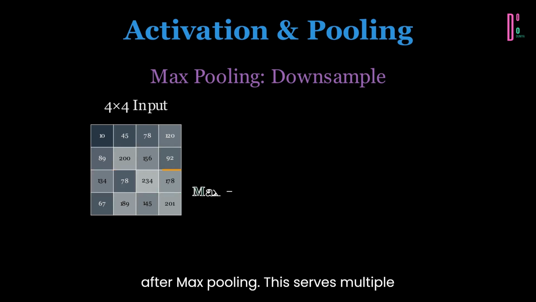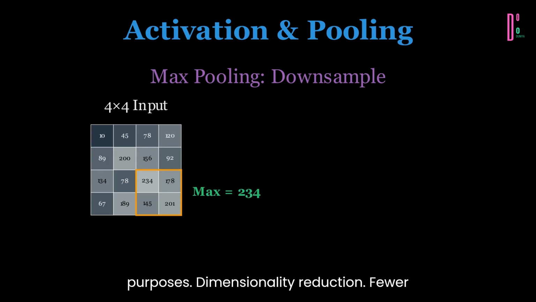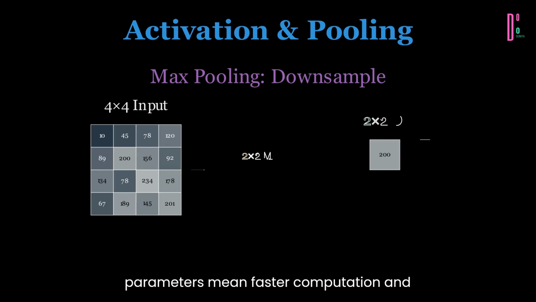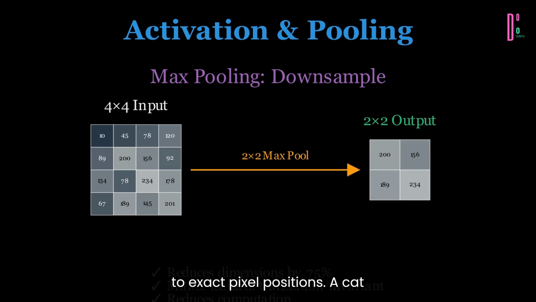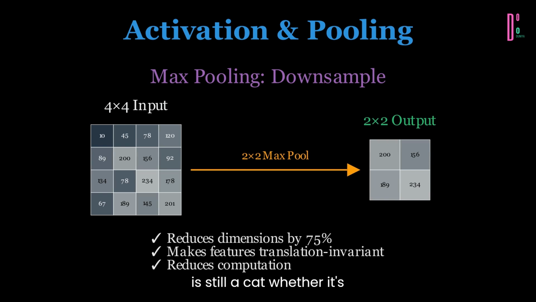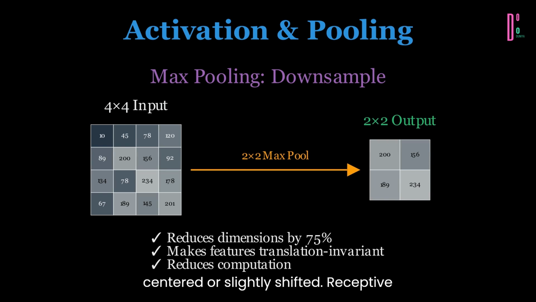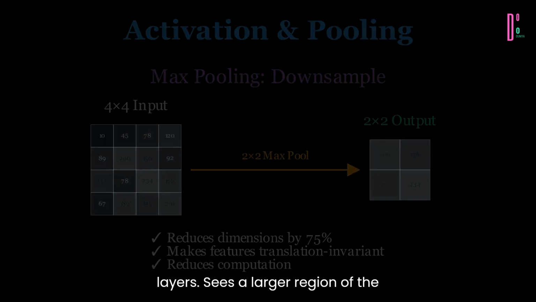This serves multiple purposes. Dimensionality reduction. Fewer parameters mean faster computation and less overfitting. Translation invariance. Pooling makes the network less sensitive to exact pixel positions. A cat is still a cat whether it's centered or slightly shifted. Receptive field expansion. Each neuron in deeper layers sees a larger region of the original input.